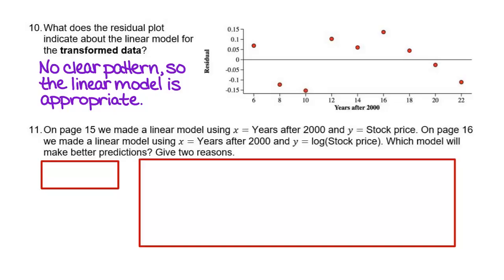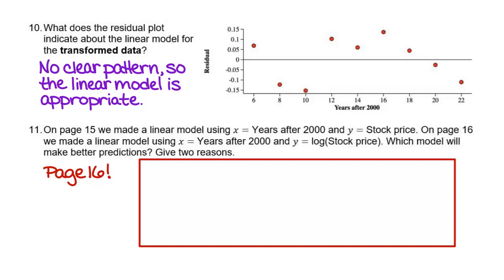On page 15, we made a linear model using X as years after 2000 and Y as just the stock price. On this page, page 16, we made a linear model where X was still years after 2000, but Y was log stock price. Which model will give us better predictions? The one on page 15 that we came up with first, or this one? This one. So page 16 is going to give us a better model.